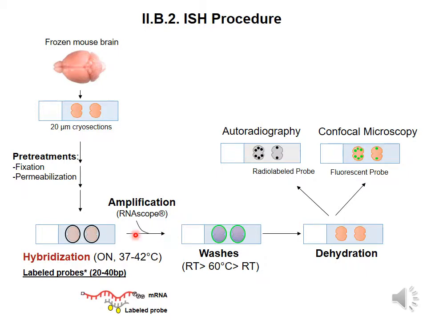Then after this hybridization and amplification step, we will follow with different washes and a dehydration step. And then again, depending on which type of labeled probe you use for the RNA in situ hybridization, you will require different imaging techniques. One is autoradiography if you are using radio-labeled probes, or confocal imaging if you're using fluorescent probes.